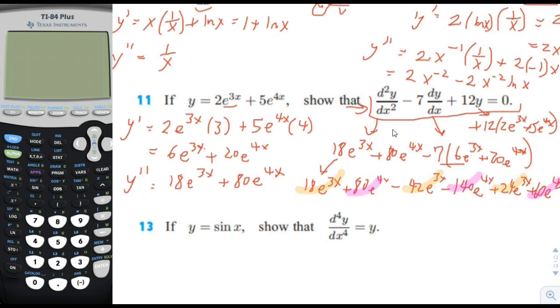Let's see, e to the 3x's. We have 18 minus 42 plus 24. Yeah, 24 plus 18 is 42. 42 minus 42 is 0. So yeah, the orange terms all cancel out. The pink terms, 80 minus 140 plus 60. Yeah, 80 plus 60 is 140. 140 minus 140 is 0. So yeah, all those terms cancel out magically. Cool. And that's exactly what a differential equation is.